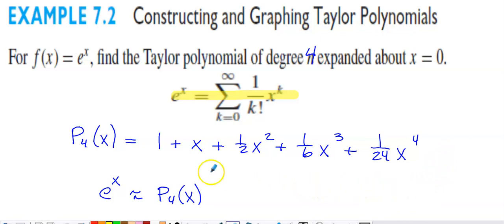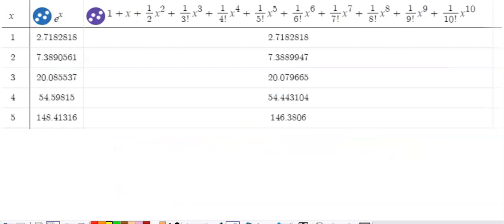So what we're going to talk about in the next few screens is the relationship between the function that the series was built from and this fourth degree polynomial that we're looking at right here. And we're actually going to start by looking at the relationship between e to the x.